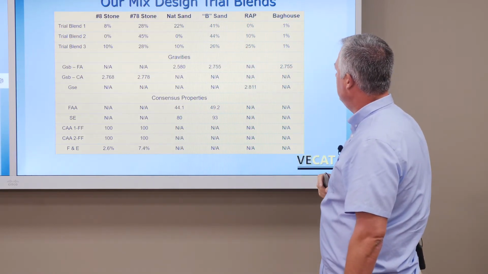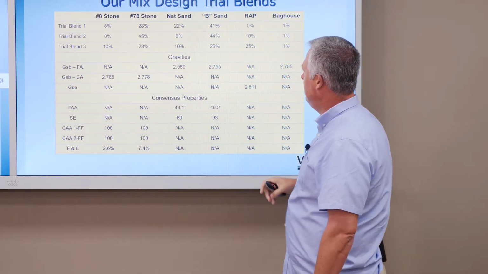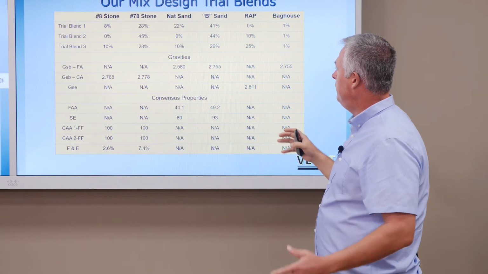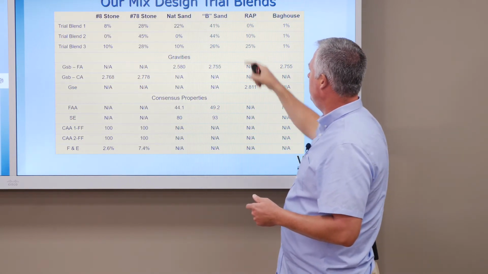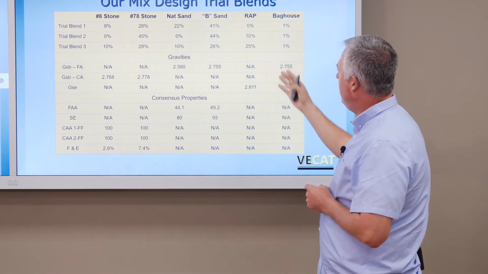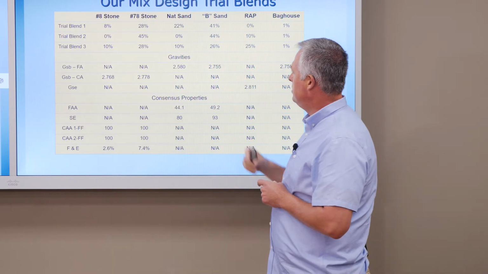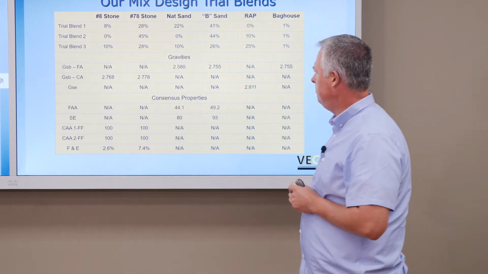Blend 2, we went straight 78s. We didn't put any 8s in it. There's no natural sand, so it's a fully manufactured mix except for the 10% RAP. Trial blend 3 is a high RAP mix. We got 25% RAP in it. We blended some natural sand in with that manufactured sand.